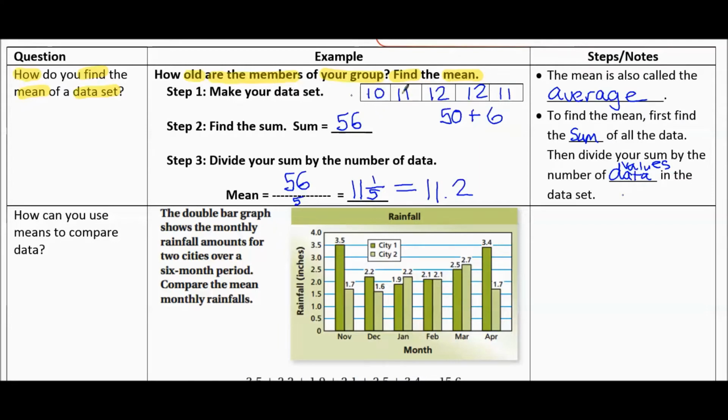1, 2, 3, 4, 5. It's how many data there are in the data set, or how many values there are in the data set.